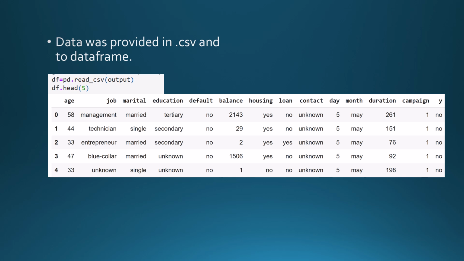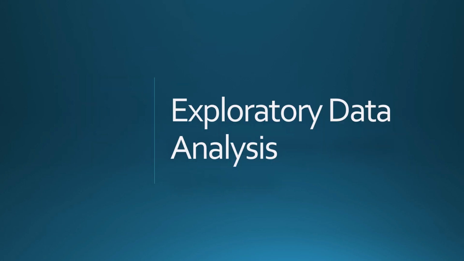The data was made available in CSV format. Once downloaded, the file was read and copied into a data frame. The head function was used to look at the first 5 rows for a quick check to confirm that the data is in the expected format. Now that we have our data available, we can move forward with exploratory data analysis.